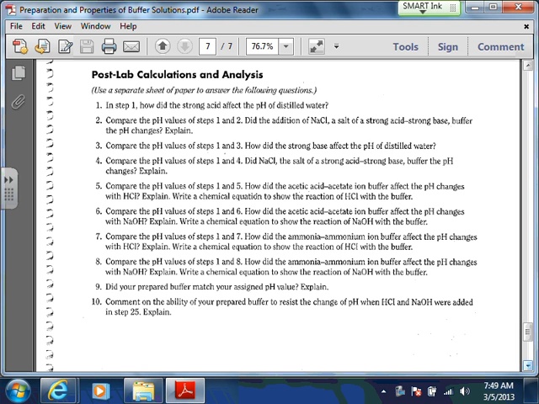Number 9, did your prepared buffer match your assigned pH value? So this is just basically saying how well did you do at your calculation, and how well did you do with your measurements, and this is your chance to explain anything that might have gone wrong, explain why there might have been differences between your measured pH value and your assigned. And then number 10, comment on the ability of your prepared buffer to resist the change of pH when HCl and NaOH are added in step 25. So in other words, you're explaining why is it that a buffer can resist the pH change when you put the HCl and the NaOH into the solution, the strong acid and the strong base.